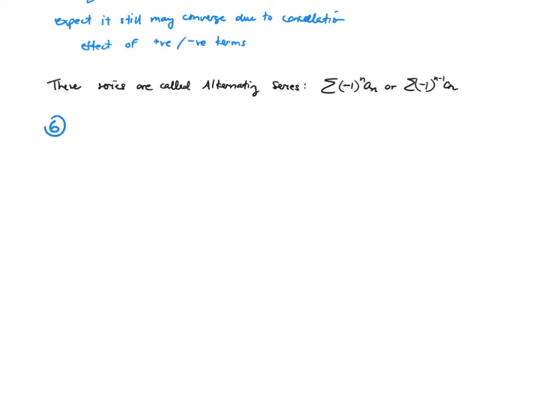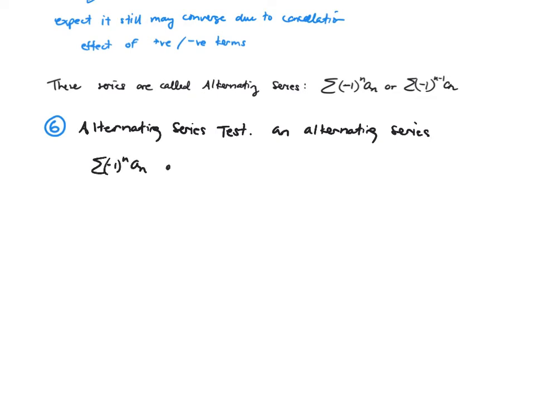So we're going to continue on with our numbering here. We're up to number 6 in our series of tests. Not the final one, but we are getting there, and this is called the alternating series test. So an alternating series of one of the above forms, and I'll write them out again, it could be (-1)^n a_n, or (-1)^(n-1) a_n, converges if some conditions are met.